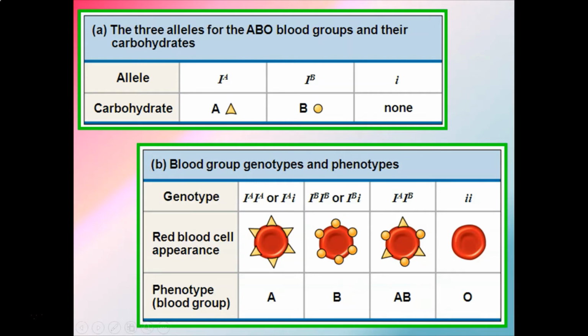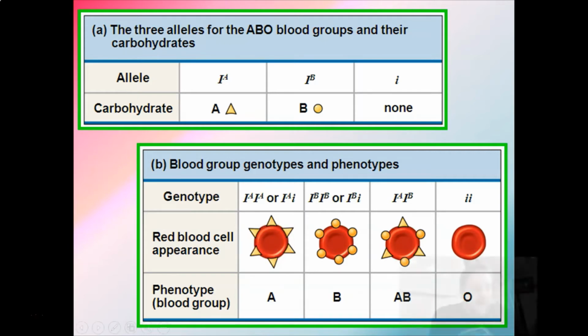Okay, so if you have IA, this allele, this is what they're making, the carbohydrate that looks like this in this book. So let's take a look down here. If you're AA, that means you're type A blood. Again, we're not talking about positive or negatives right now. We're just talking about the A, B, or O.